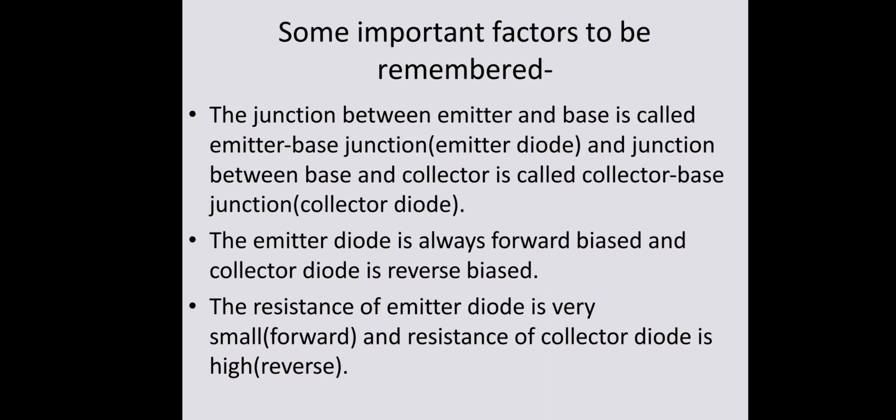So the junction between emitter and base is called the emitter base junction, and it is also called the emitter diode, and the junction between base and collector is called the collector base junction. The emitter diode is always forward biased and the collector diode is reverse biased. The resistance of the emitter diode is very small, that is forward, and the resistance of the collector diode is high, that is reverse. That's why it is called transferring resistance, from low resistance to high resistance. So that's why it is called transistor.